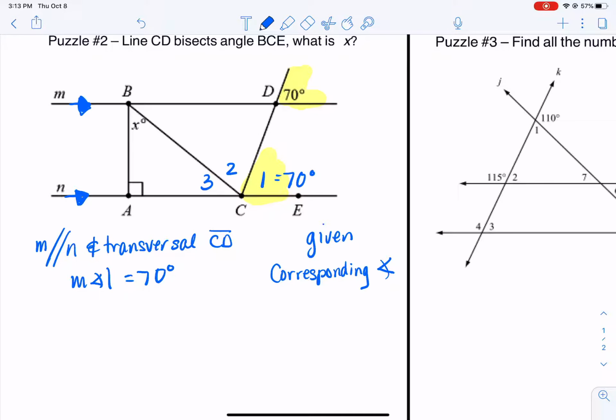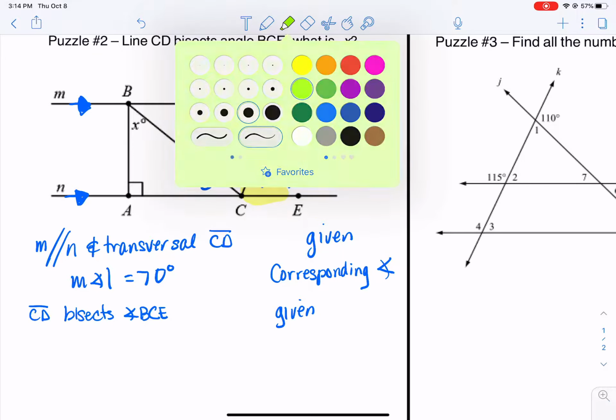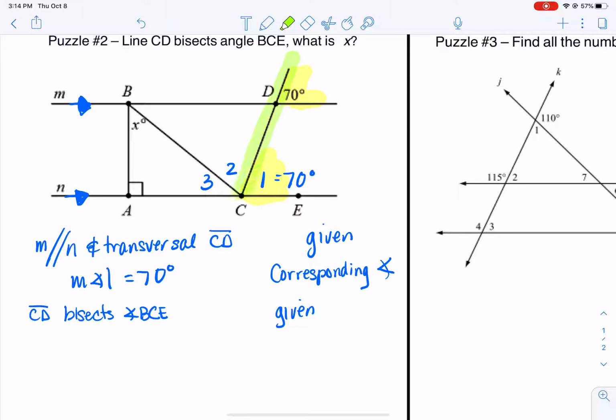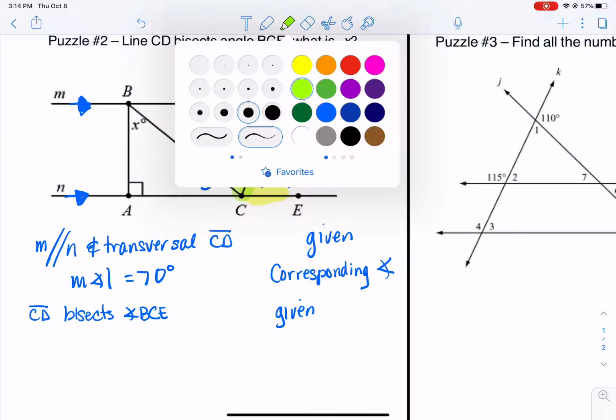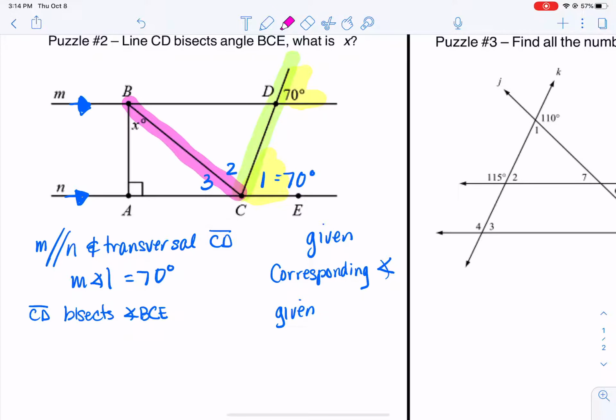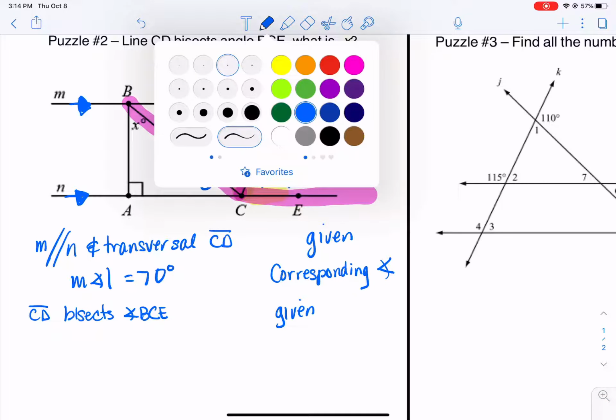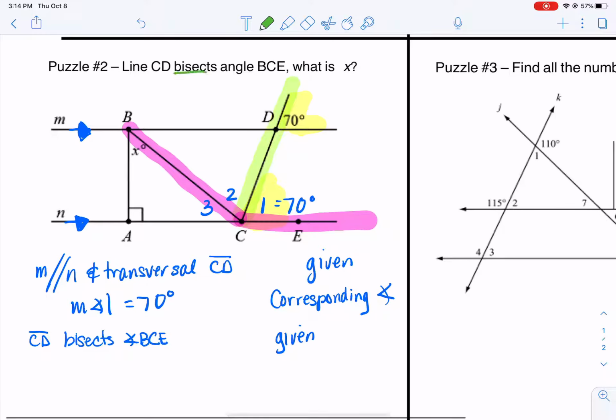Now, I can say that CD bisects angle BCE. That's given. That comes from the words in the problem. That means that here's BC and here is angle BCE. So bisects has a very specific definition. Bisects means cuts in half or cuts into 2 equal pieces.